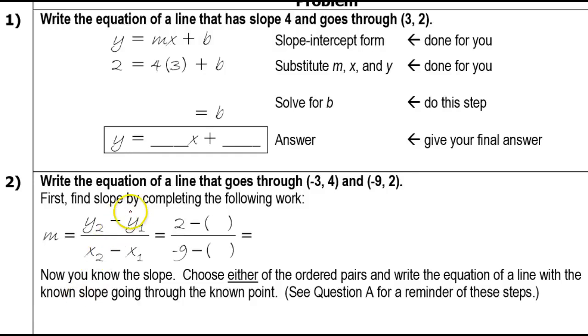In this video, I will show you how to write the equation of a line given various types of information. So we're going to be using the model y equals mx plus b, where m is the slope and b is the y-intercept. So if I say write the equation of a line that has slope 4 and goes through the point (3, 2), here's what you do.